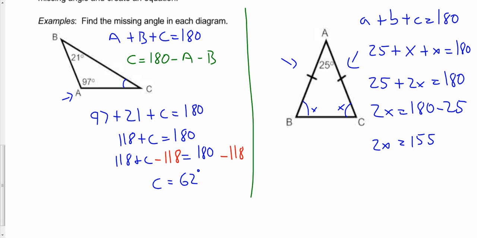Again, I want to get that x term all by itself, and right now it's being multiplied by 2. So what I need to do is I actually need to divide both sides by 2. Okay? And when I divide both sides by 2, I'm going to end up with x is equal to 77.5 degrees.